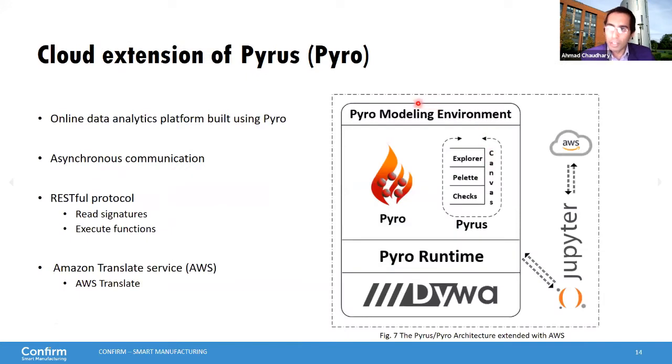So the next extension is in the other platform, that is Pyrus. Pyrus is an online data analytics platform built using Pyro. Pyrus communicates asynchronously with Jupyter Hub at the backend, and the RESTful protocol is used to read and execute the function signatures and the attached Python code respectively. We have integrated a few Amazon Web Services, and here as a case study, we will only discuss the Amazon Translate service.